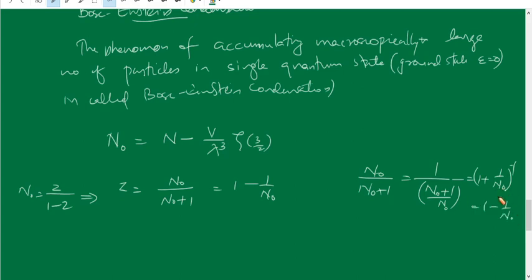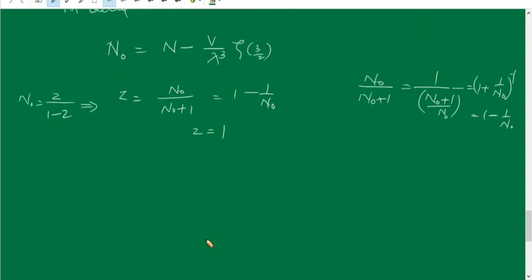Since n is a very large number, we can use this. The higher order terms in the Taylor's expansion can be neglected. So therefore this is equal to 1 by n. Since n is large, and at this point during the Bose-Einstein condensation n0 is also large, therefore we can neglect these things. So therefore z is approximately equal to 1. Okay. z 1 ആകുമ്പോഴാണ് കൂടുതൽ Bose-Einstein condensation. Bose-Einstein condensed fraction will be very large.